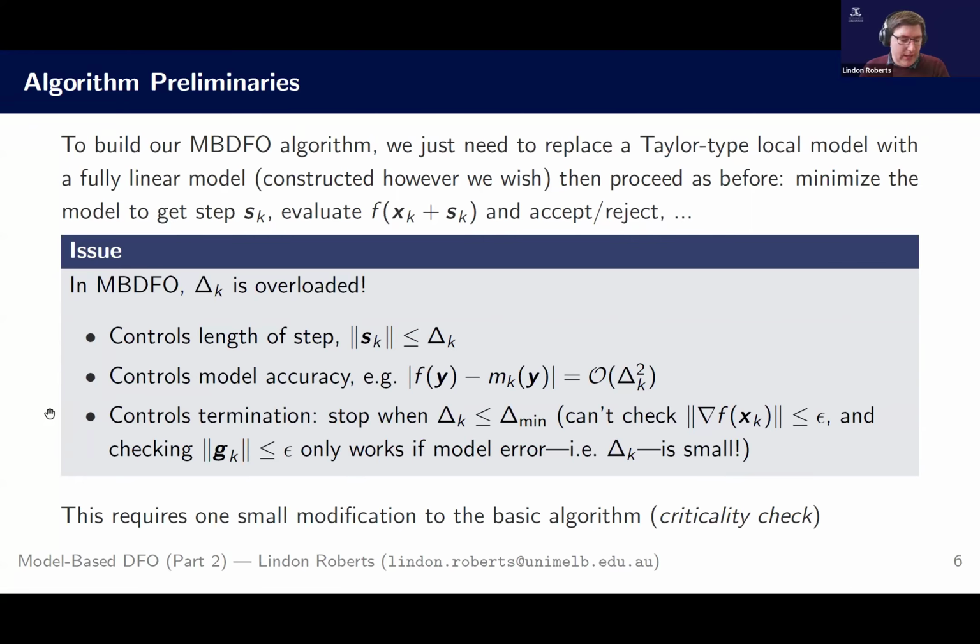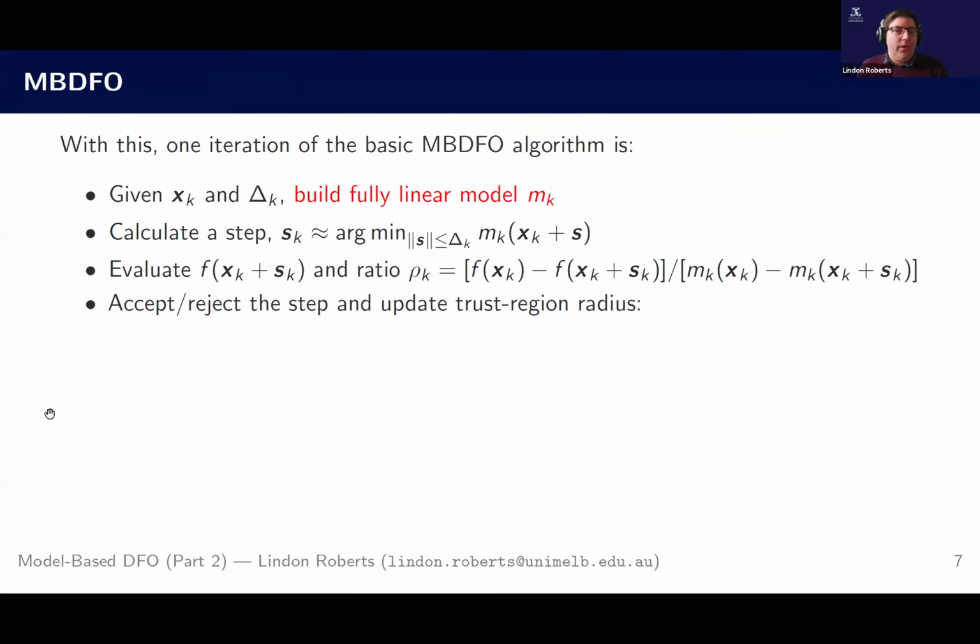What this is going to mean is that there's going to be one small modification to the trust region algorithm. So perhaps given this, it is surprising there's really only one small change we need to make, and it's called a criticality check. Criticality here is a term I mean as a metric of convergence. So in the derivative-based case, the criticality metric might be the norm of the gradient. It's some measure of how close we are to a solution.